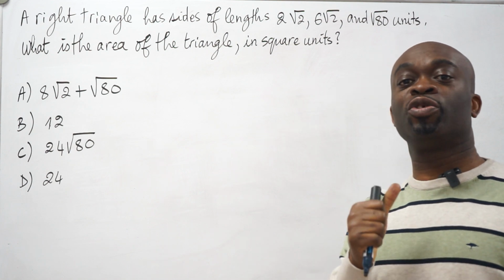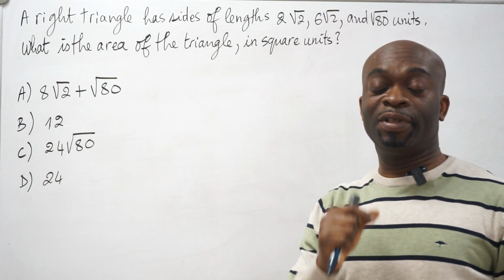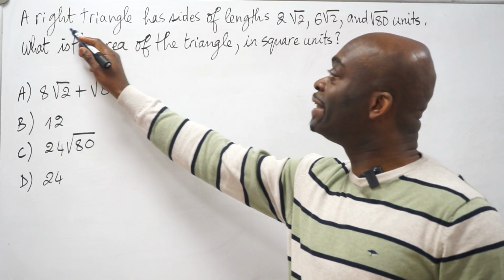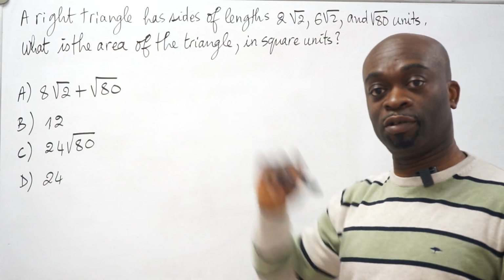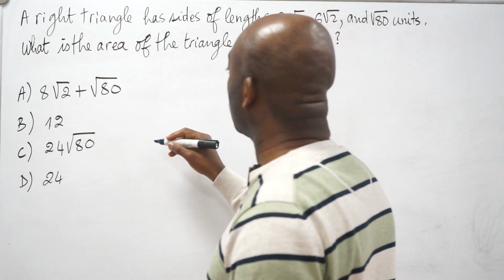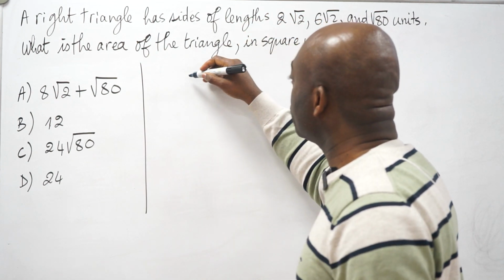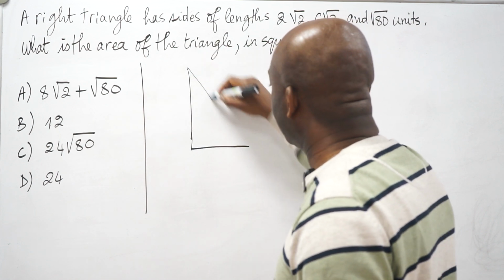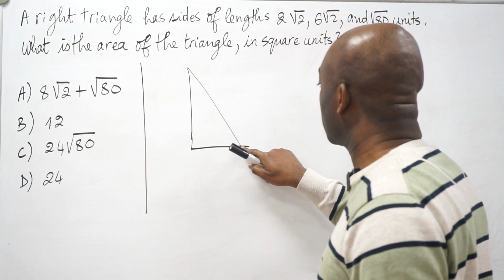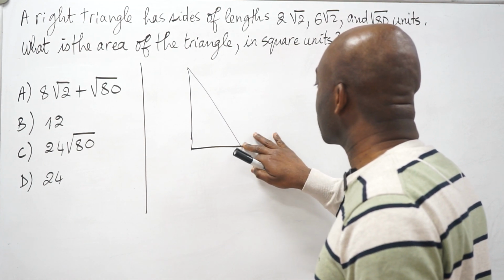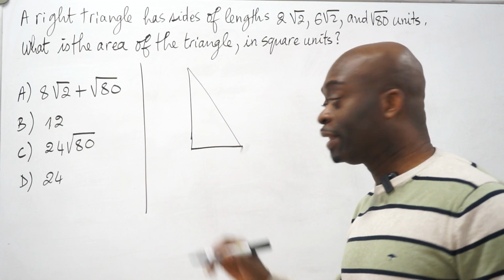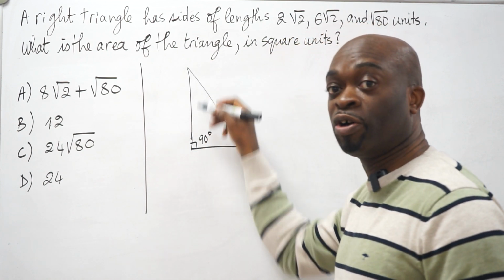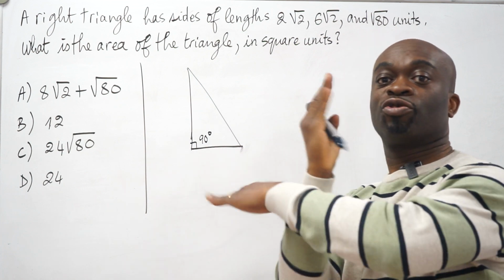The one thing that we need to know is the formula for the area of a triangle. That's one. Two, we are dealing with a right triangle. So a right triangle, how does it look? Very quickly, it is something like this. And then we have 90 degrees here, meaning this is vertical, this is horizontal, straight up.